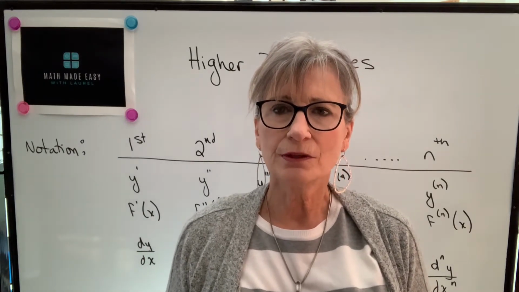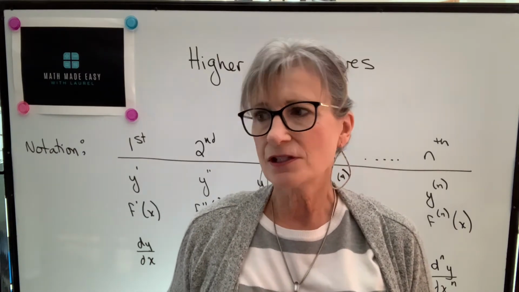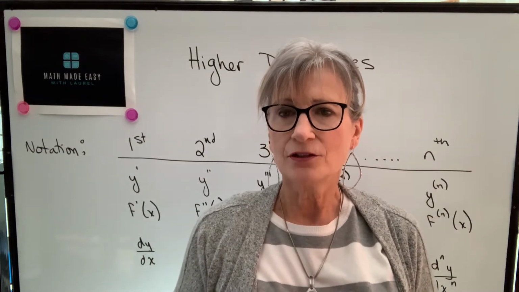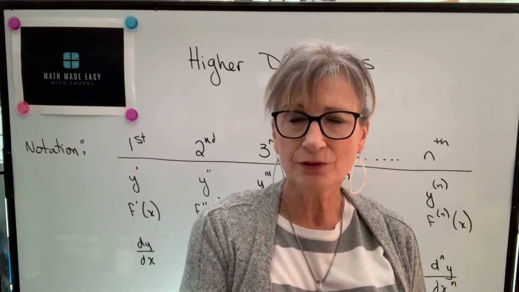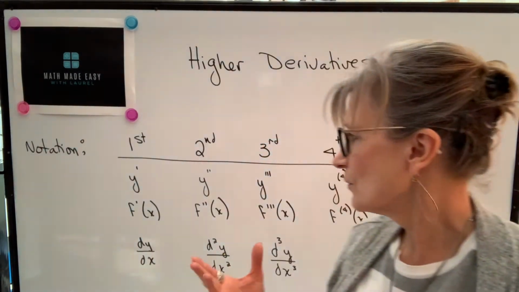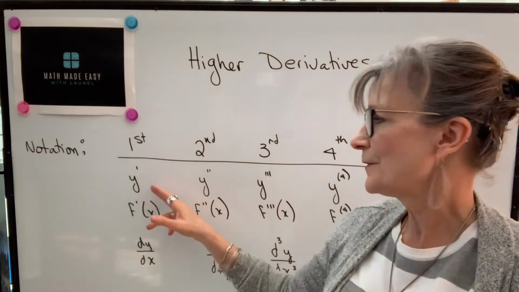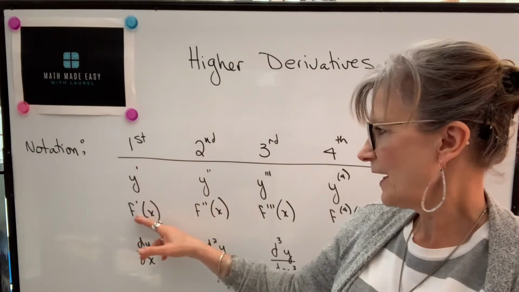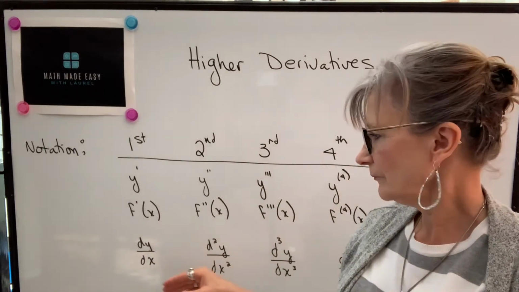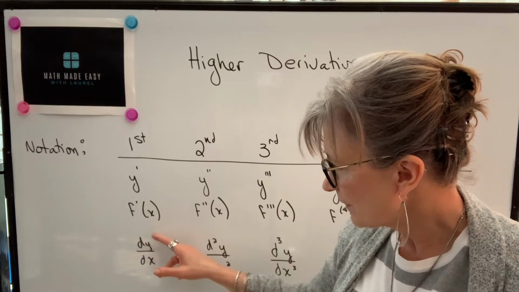Before we get started on how we find higher derivatives, I want to talk about notation. There are different ways that we can denote the higher derivatives. There's the second derivative, then the derivative of the second derivative is called the third derivative. The derivative of the third derivative is called the fourth derivative, and so on. We've talked about some of the different notation we've used for the first derivative: y prime, f prime of x, and dy dx.